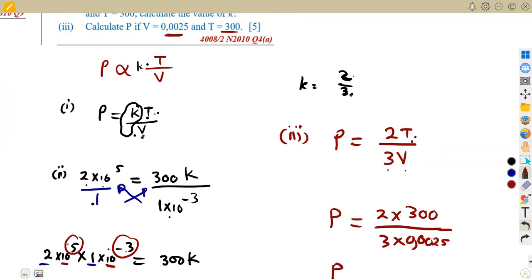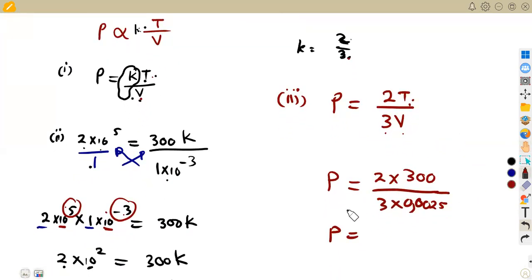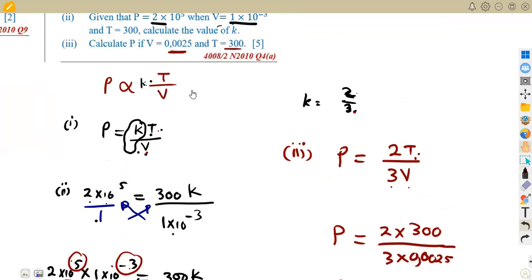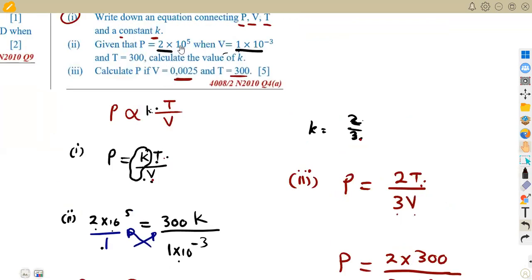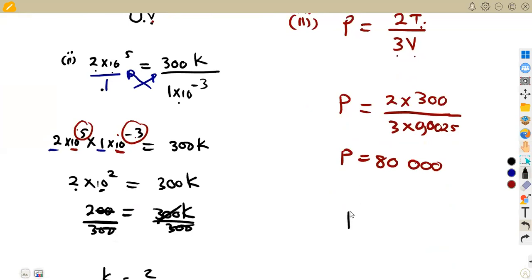So this is paper 2. You can simply evaluate everything at once on your calculator. So this was going to give us something like 80,000. So you're going to obtain 80,000. Or if you want, you can write it in standard form as given before. P was given in standard form. So you can even write it in standard form if you want.